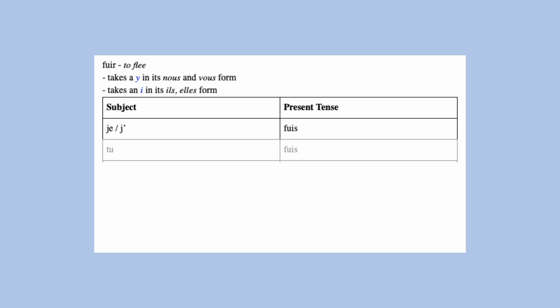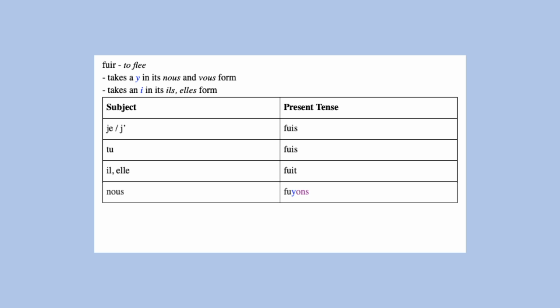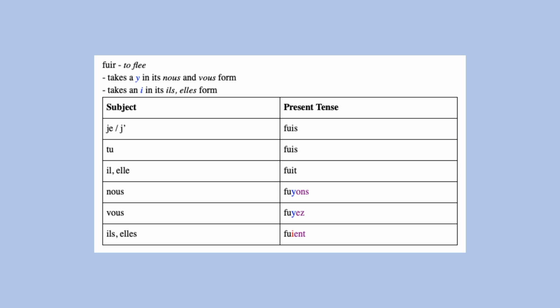Fuir takes a Y in its nous and vous form and an I in the plural elle form. Fuis, fuis, fuit, fuyons, fuyez, fuient.